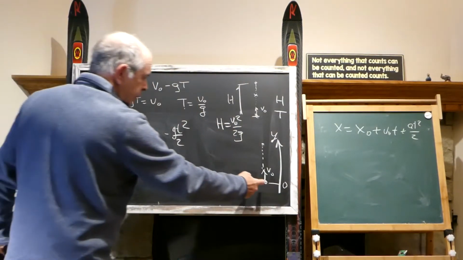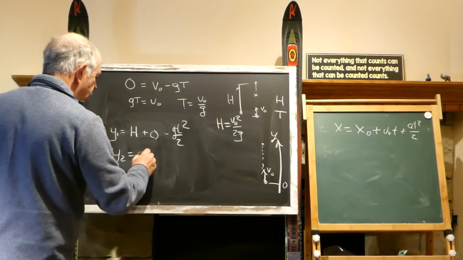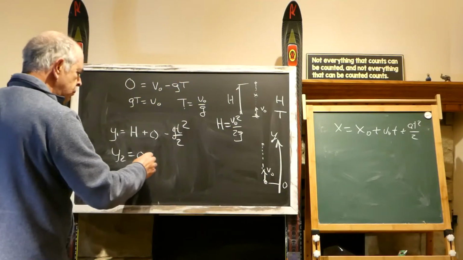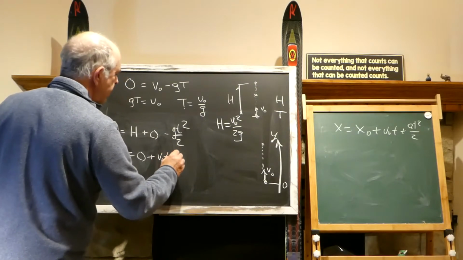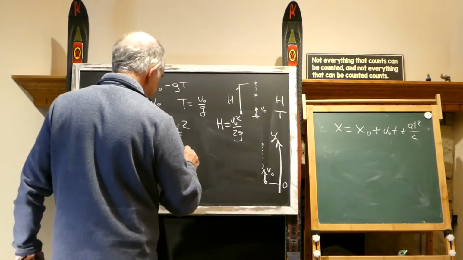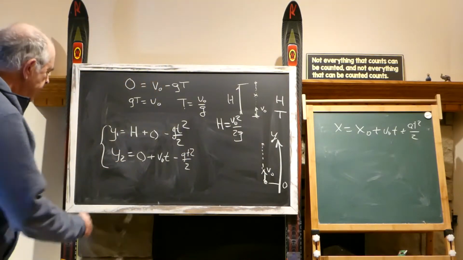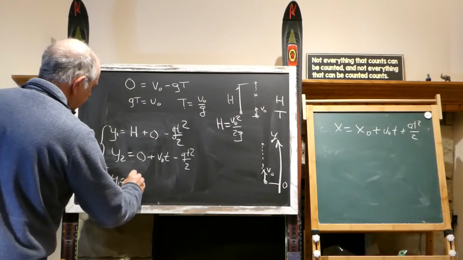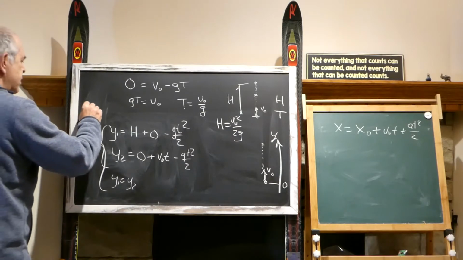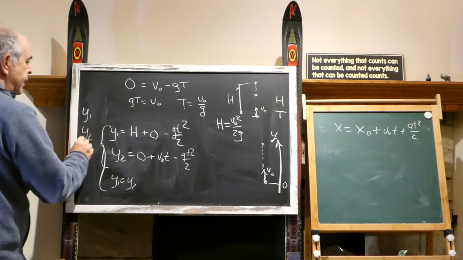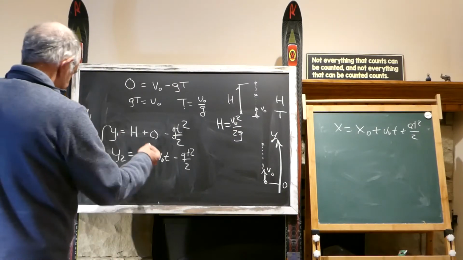y2 for the second body, okay. Initial is 0, because it's starting from the bottom. Plus, speed is up, so it's positive, v0t, and acceleration still down, so minus gt squared over 2. Right? And I can say y1 equals y2, and I can say that this is a system of three equations. y is unknown, and t is unknown, for example. The rest, let's say, is known.